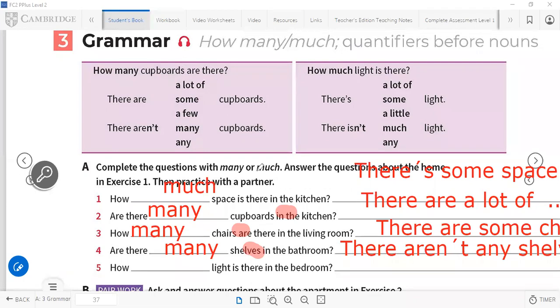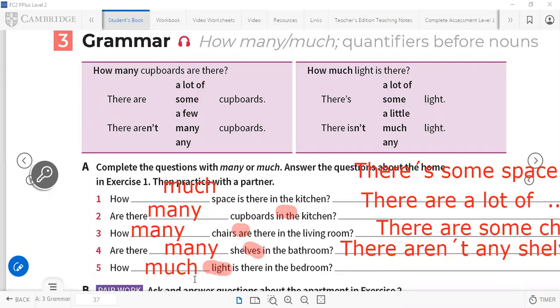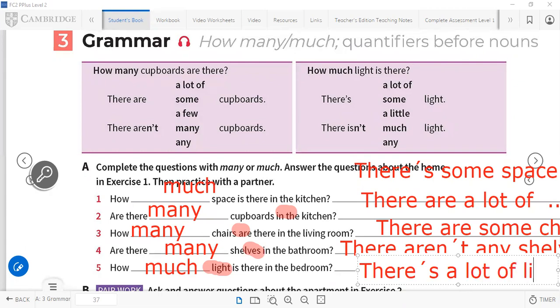Light is not countable, so we have to use much. How much light is there in the bedroom? So we have to use there's, or there is, it's the same. There's, for example, a lot of, in this case, imagine that it is positive. A lot of light.